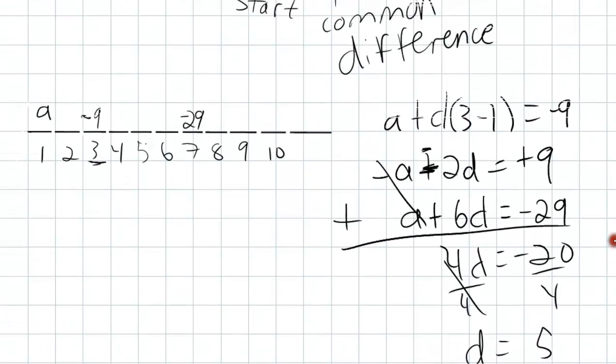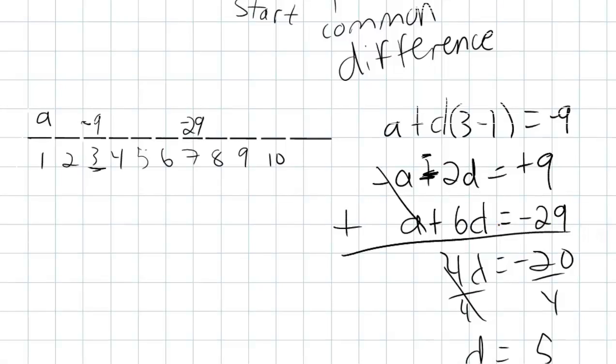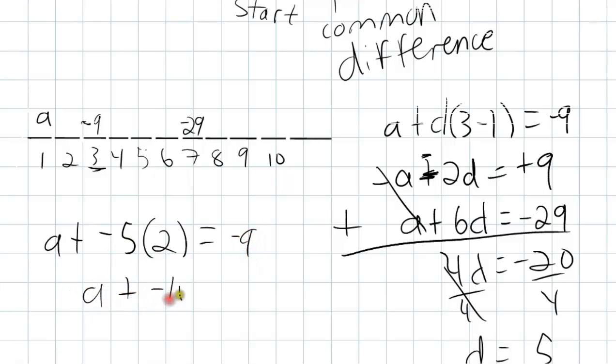So now let's find a. So let's plug it back in. So a plus -5 times, I'll plug it in for this equation up here, times 2, right? Because it's 3 minus 1 is 2, is going to be equal to -9. So a plus -10 is going to give us -9, and then we add 10 to both sides so that a is equal to 1.